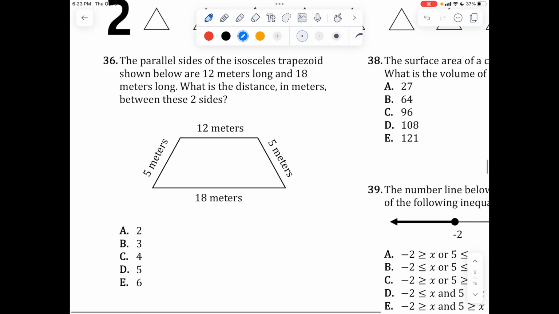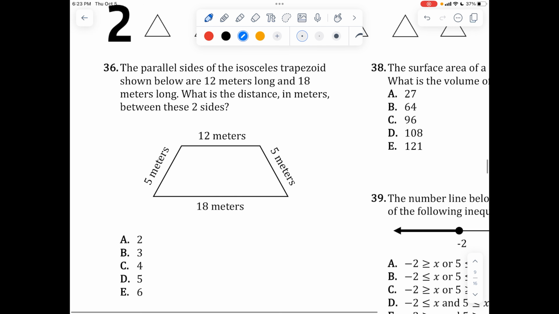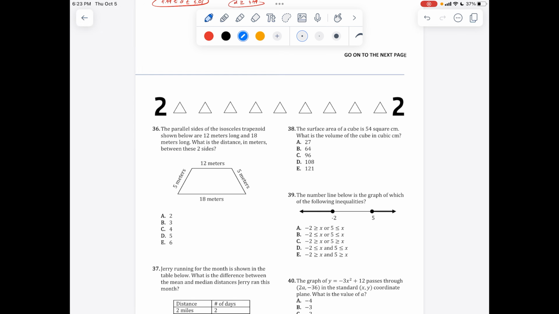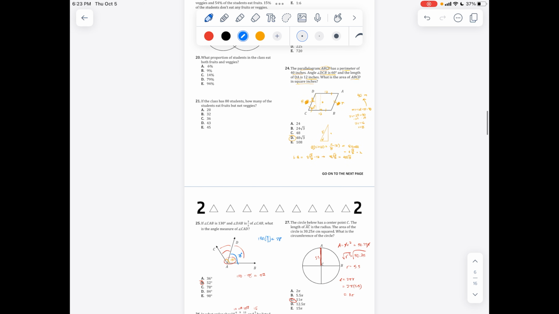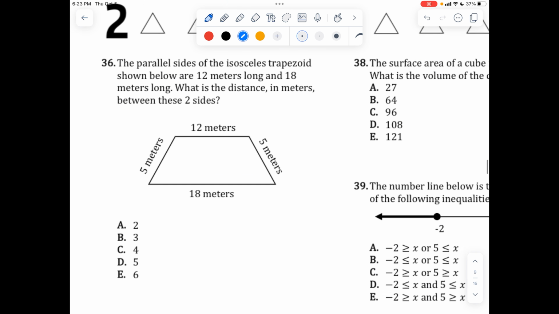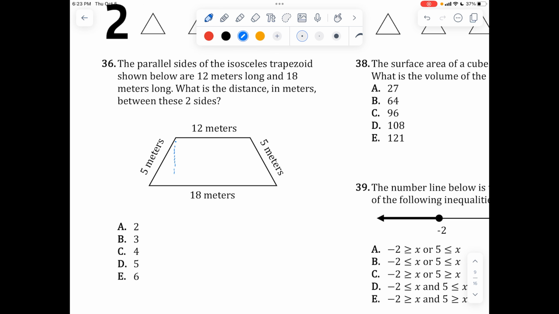The parallel sides of the isosceles trapezoid shown below are 12 and 18. What is the distance in meters between these two sides? So this is similar to problem number, where is it? 24. So it's really the same solution. You're just going to turn this into a right triangle, a similar solution, not the exact same. So we know this is 5. Okay, since this is 12 and this is 18, the difference is obviously 6.